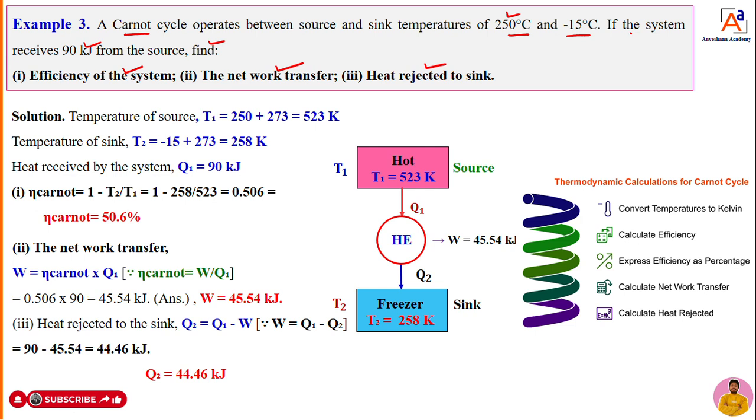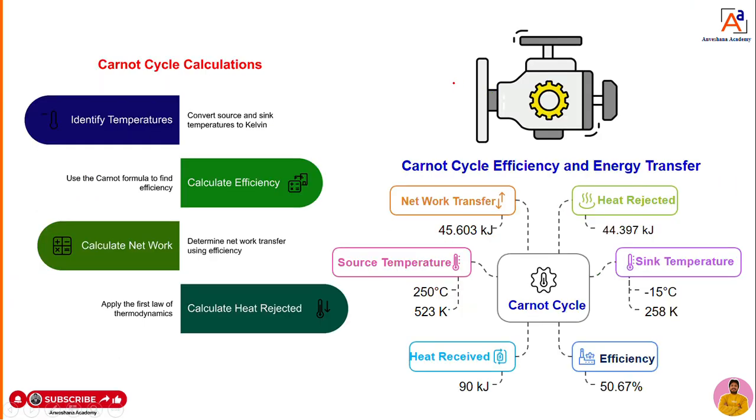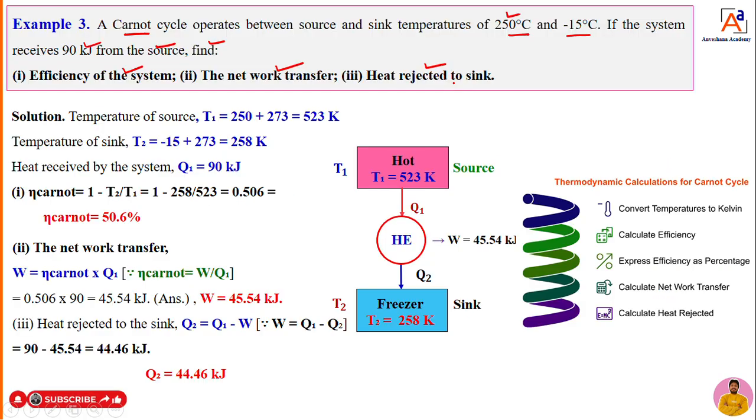If the system receives 19 kilojoules from the source, then what is the efficiency of the system? What is the net work transfer? How much amount of heat is getting rejected to the sink? That you need to calculate. To calculate that, how to do that? That you can see here now, dear students.